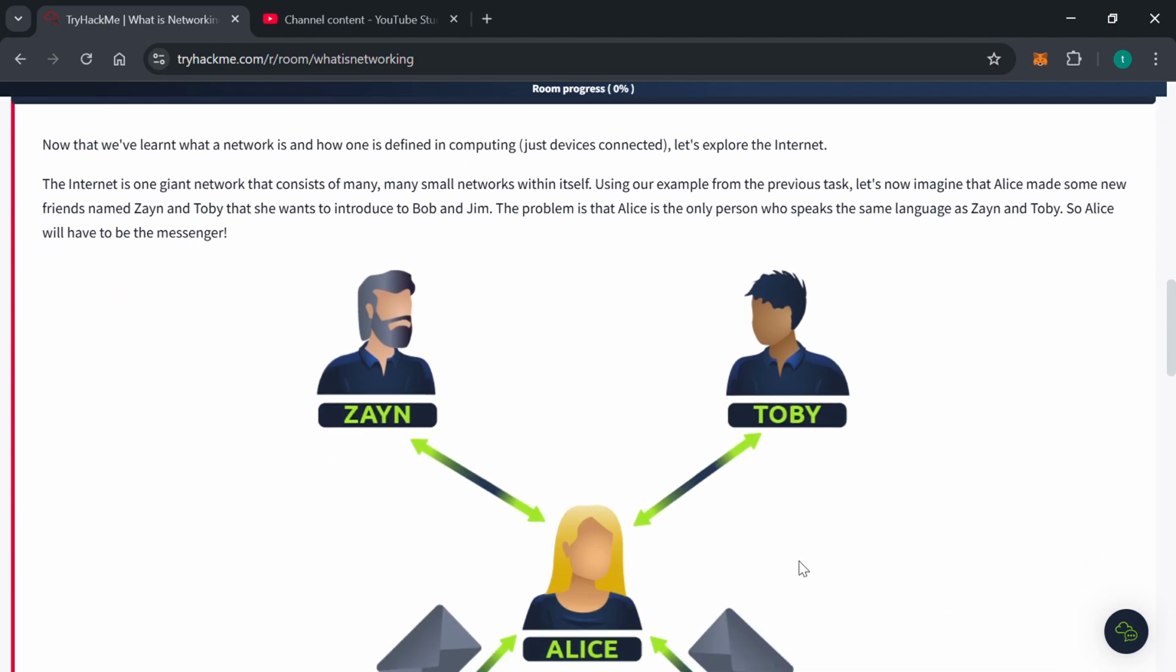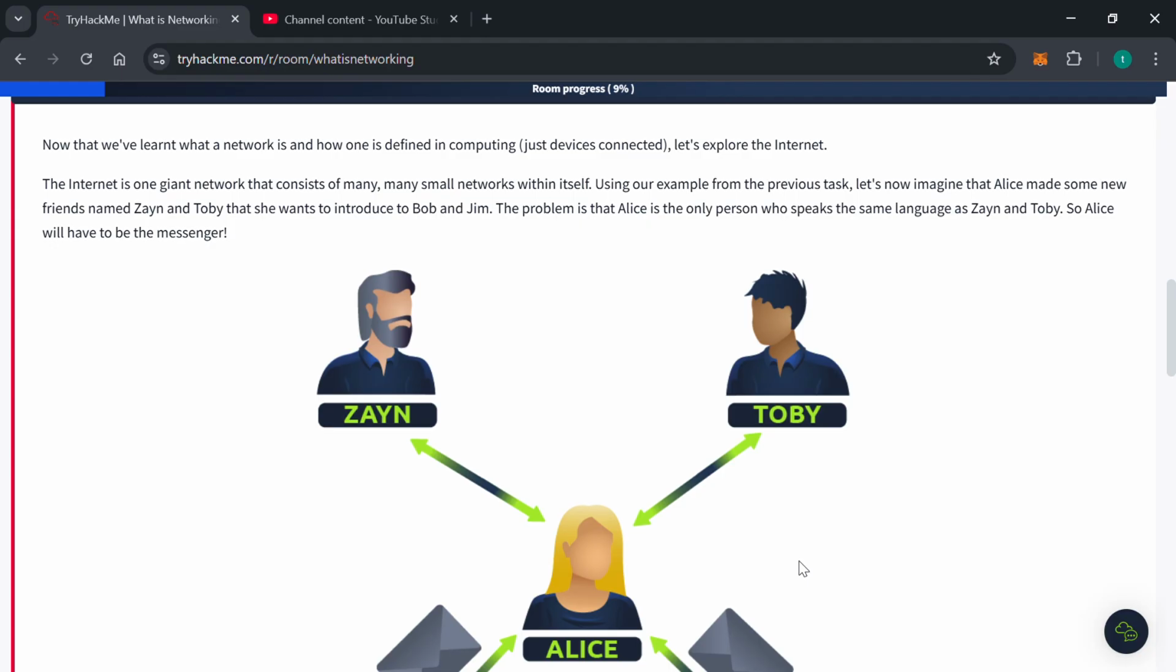What is the internet? Now that we've learned about networks and how one is defined in computing, let's explore the internet. The internet is one giant network that consists of many small networks within itself. Let's say, for example, a university. We have different departments, different classes, different units, exactly. So that's just what the internet is like.